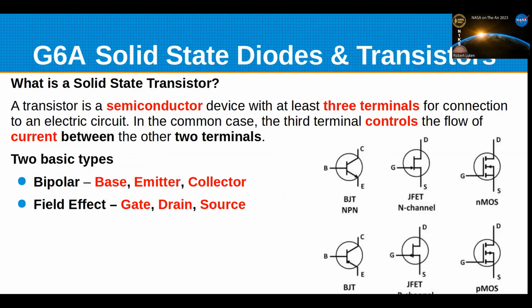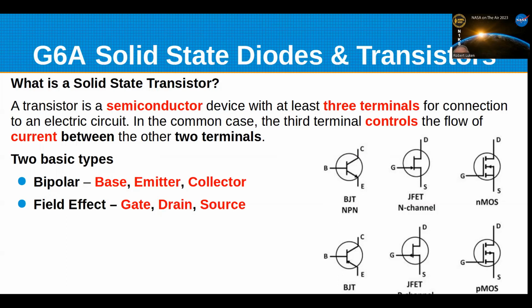Transistors. It's another semiconductor device, normally made out of doped pieces of silicon. In this case, it has 3 terminals on it and 3 pieces of material. And there's basically 2 types, there's bipolar and field effect.